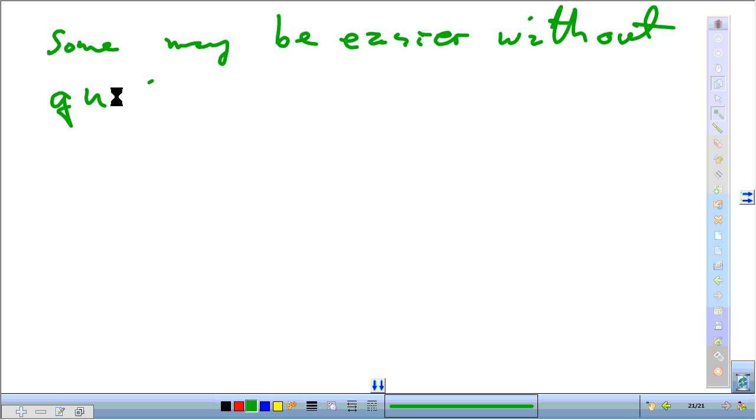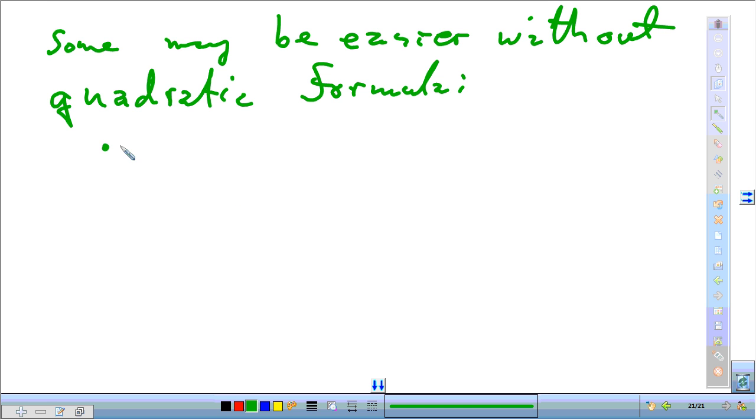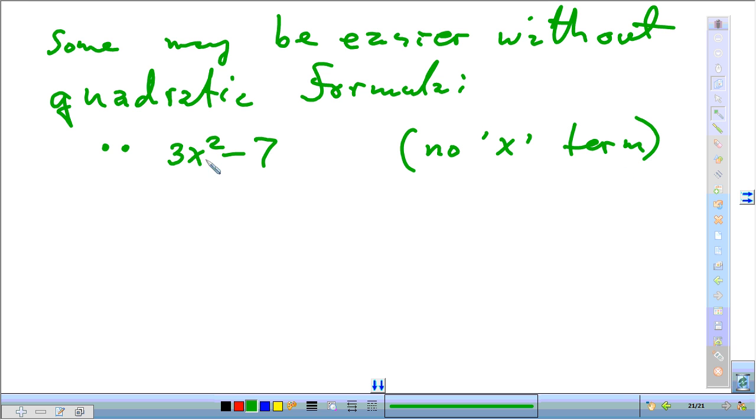But sometimes maybe the quadratic formula is a little bit of an overkill. So we might do certain types of quadratics, such as something like 3x squared minus 7. So the first degree term is missing. We have a square and a constant.